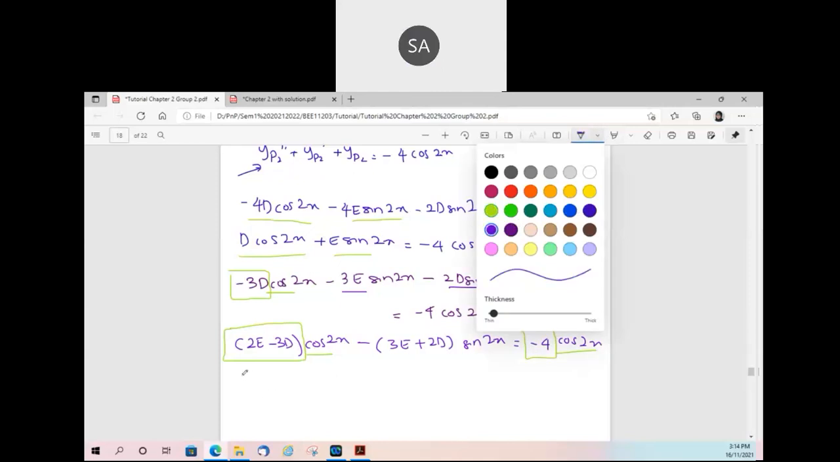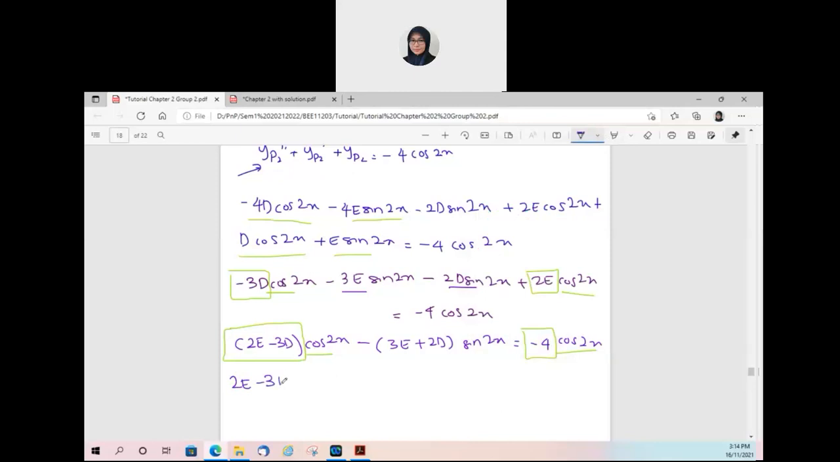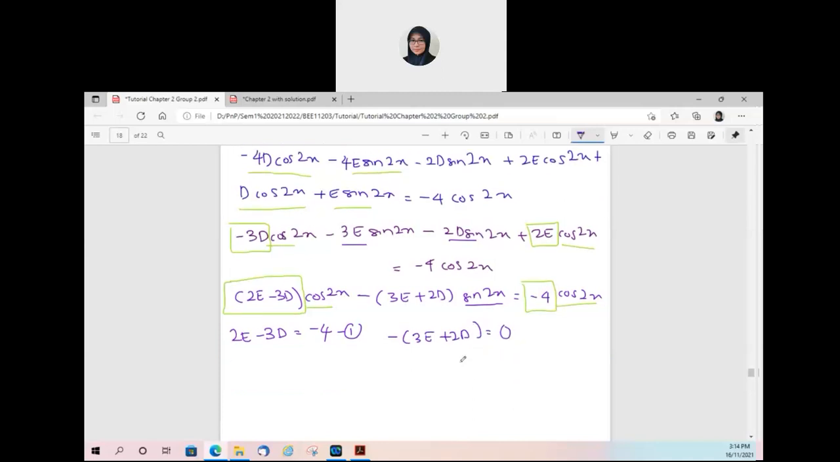So, 2e minus 3d equals to minus 4. Okay. Ini satu. Next one is sin 2x. Sin 2x ada tak sebelah kanan? Do we have any sine here? Tak ada kan? Kosong. Then, this one minus 3e plus 2d equals to 0, or minus 3e minus 2d equals to 0.